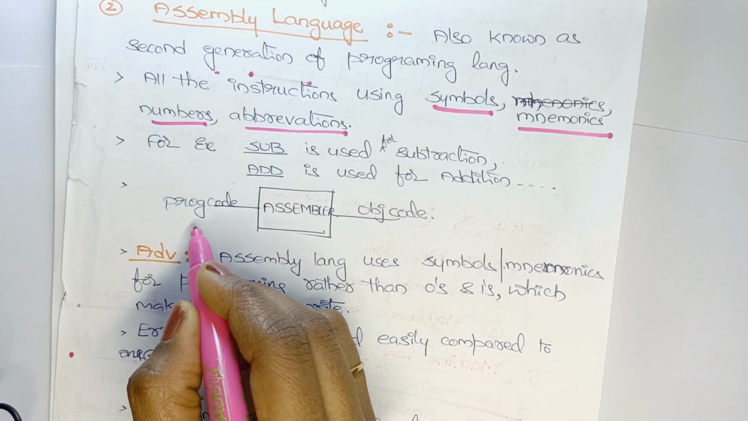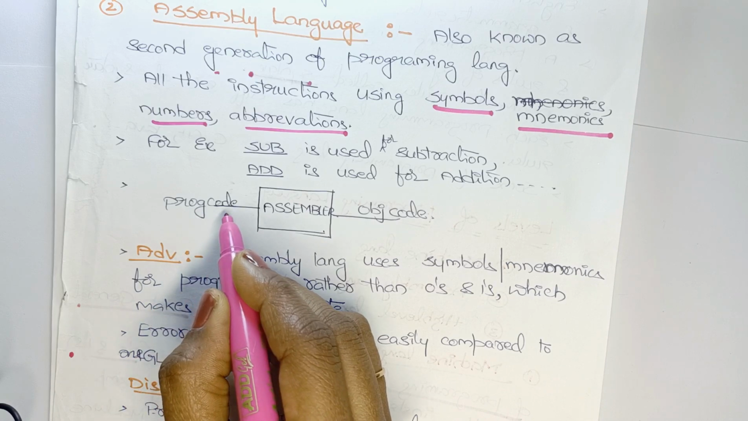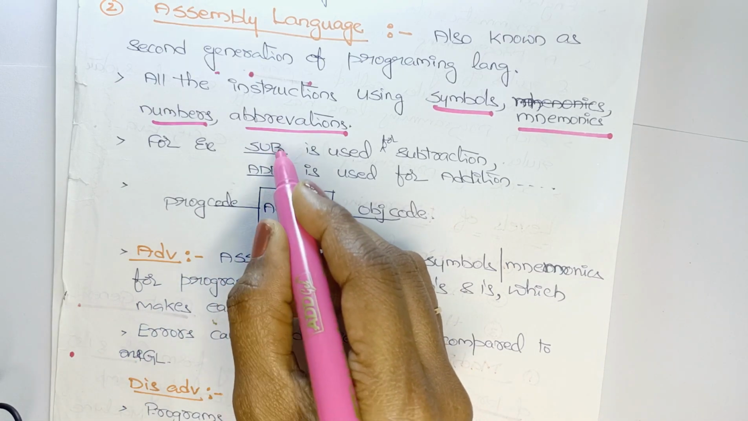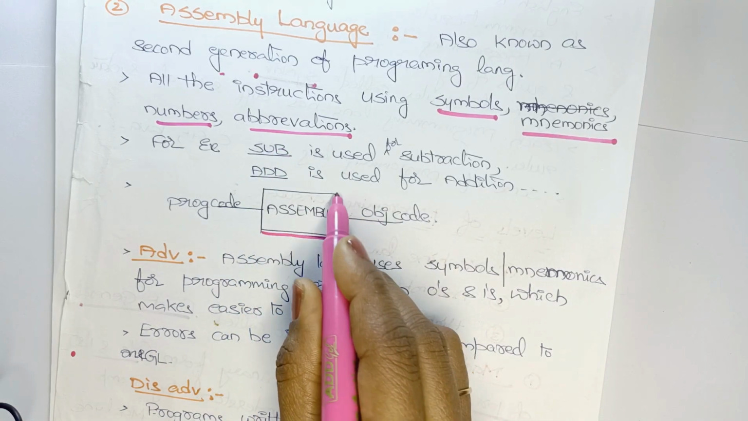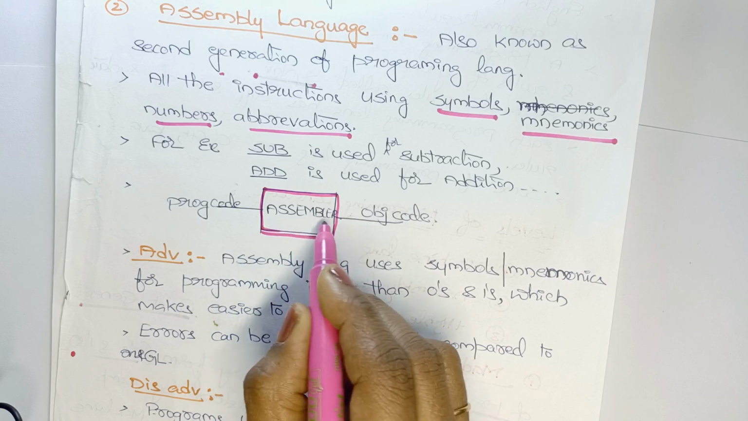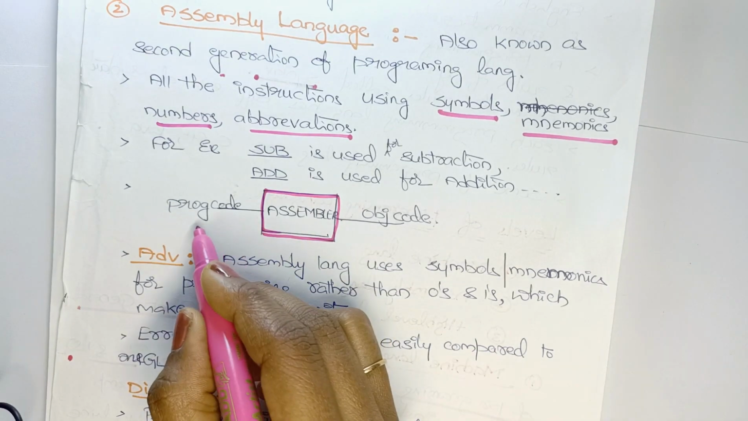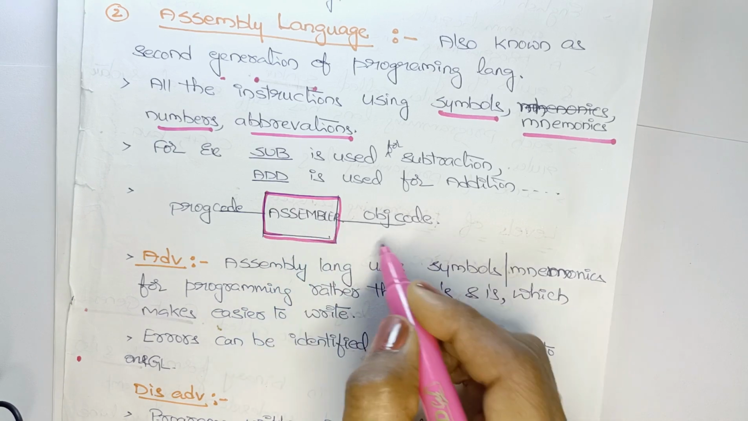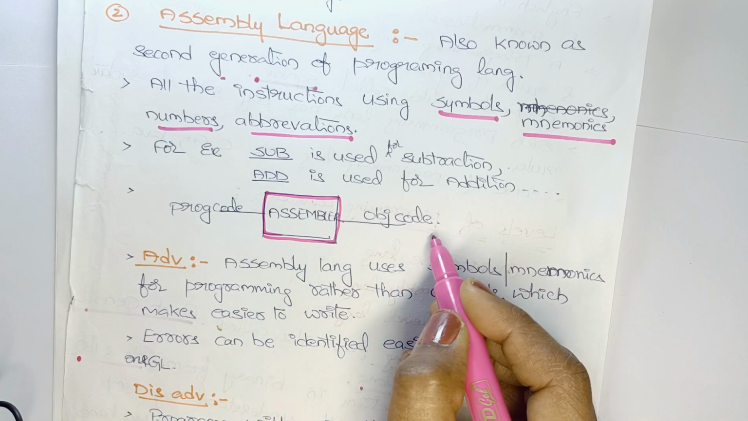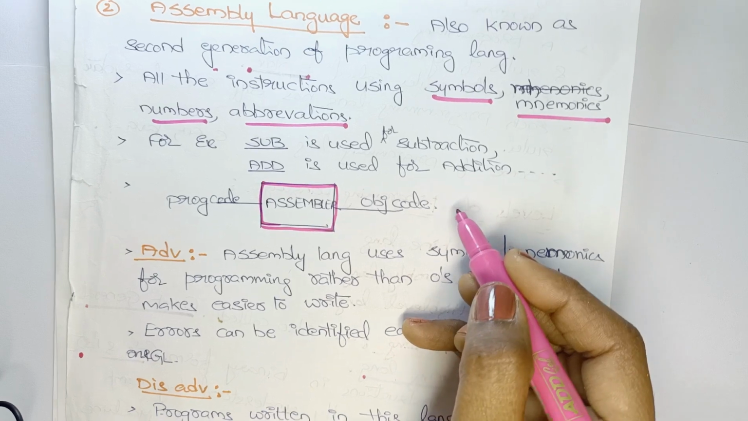So here, in the programming code, these symbols cannot be understood by the machine directly, so it requires one translator. The translator we are using here is an assembler. Whatever program code you have written will be taken by the assembler and converted into the object code which can be understood by the machine.